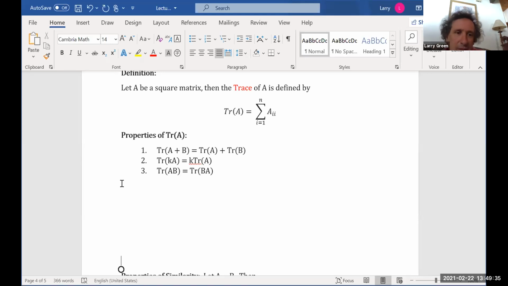Okay, so if there's no questions, there's another property that's going to come up that's much more important than any of these. These are just fun, little easy properties. So might as well put them down because there's nothing to do. Do you agree?